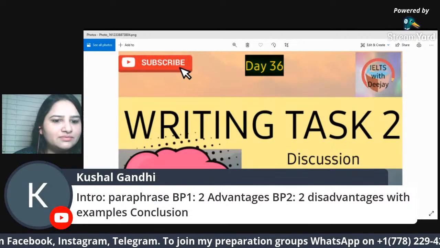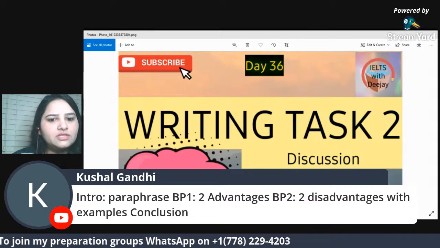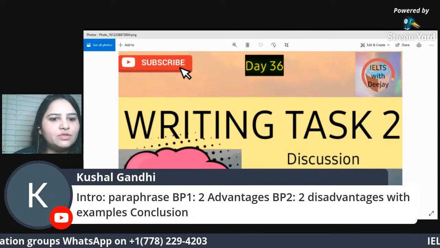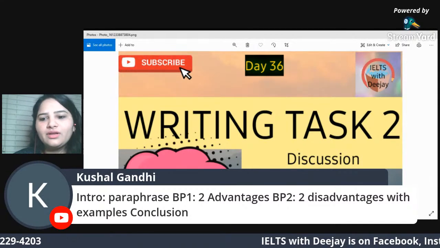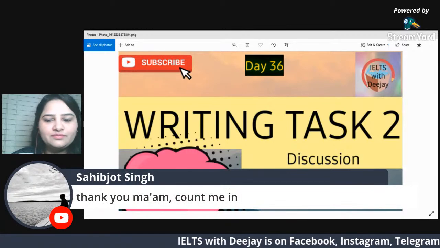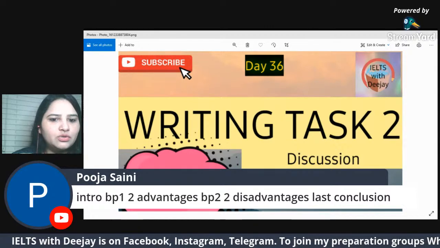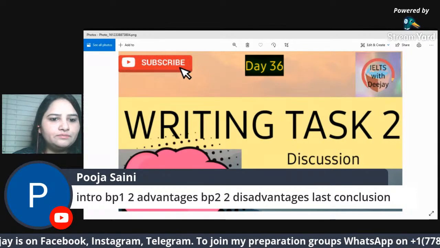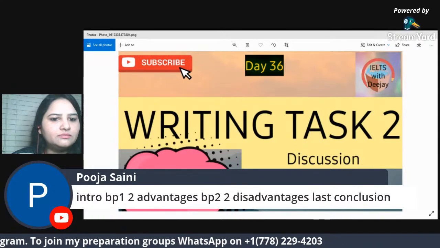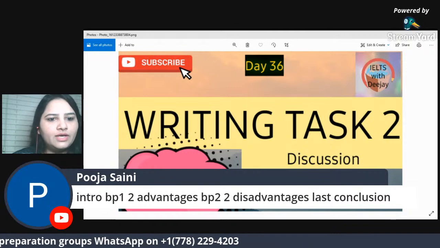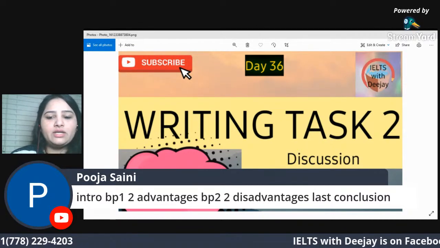Kushal: Introduction, paraphrase, BP1 two advantages, BP2 two disadvantages with examples, conclusion. Yes, this is perfect. This is what you have to do. Okay, next one is introduction, BP1 two advantages, two disadvantages, last is conclusion. Yes, this is perfect. And how do we write, do the advantages outweigh?